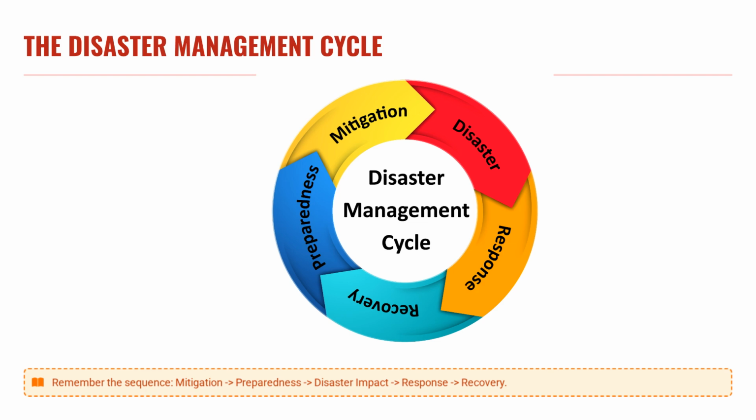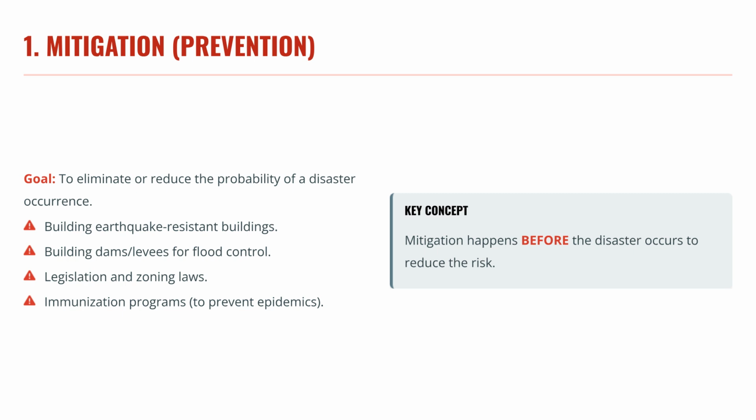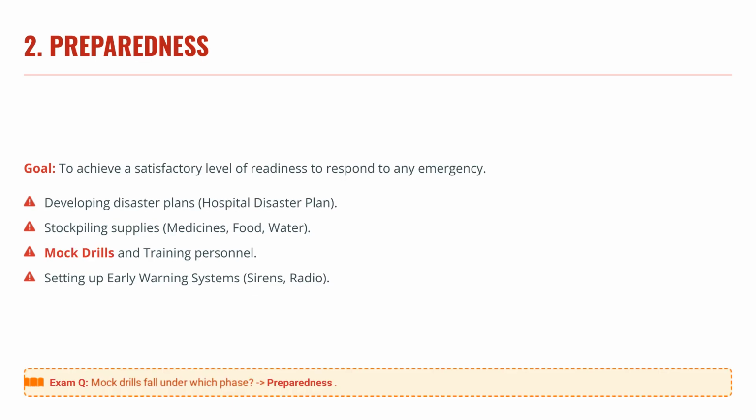Next, we examine the disaster management cycle, which includes pre-disaster, impact, and post-disaster phases. The first phase is mitigation. The goal is to eliminate or reduce the probability of a disaster. Examples include building earthquake-resistant structures and implementing immunization programs. The second phase is preparedness. This involves developing disaster plans, stockpiling essential supplies, conducting mock drills, and setting up early warning systems to achieve readiness.